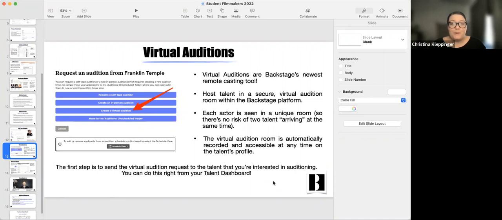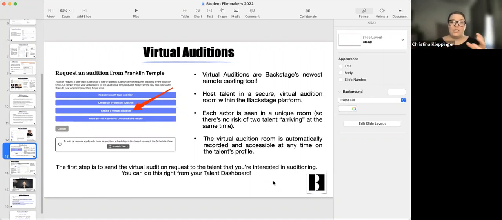It actually was on our product roadmap for about 2025. But when the pandemic started last year, we decided that needed to be moved right up. And they've put out a really beautiful piece of tech. The nice thing about the Backstage virtual audition tool, rather than having you jump off platform and use Zoom or FaceTime or whatever it is, first of all, it's incredibly secure. It's going through our platform, so there's no chance of someone Zoom bombing your audition day or the talent bumping into each other. It creates a unique audition room for each actor.